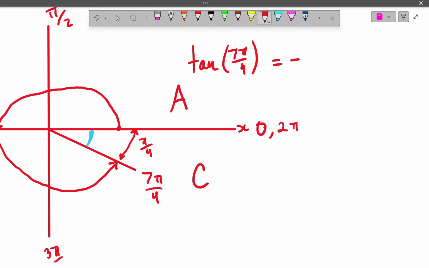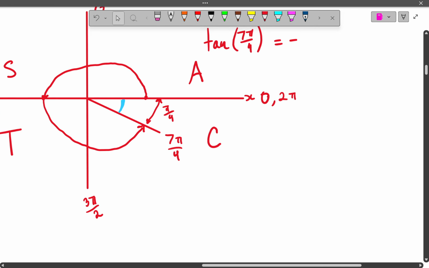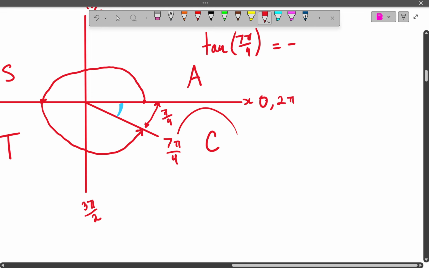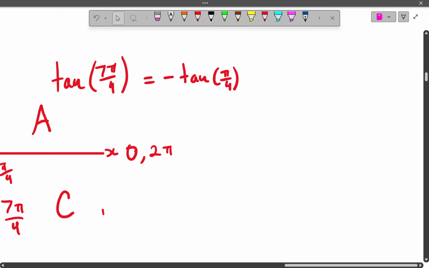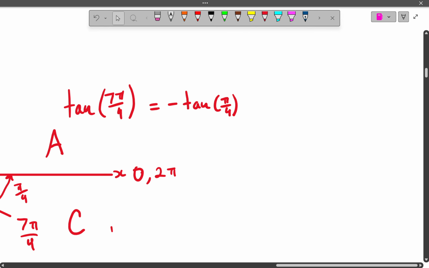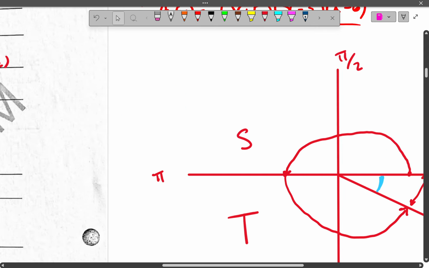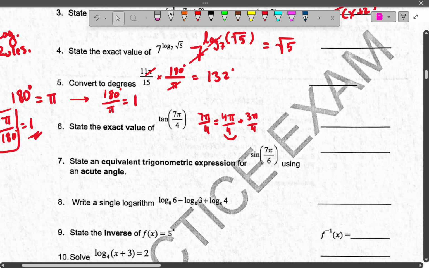So this is equal to negative, because tangent is negative here, tangent of pi over 4. And we're almost done now, because this pi over 4 is a special triangle. And always, always, always, when you're asked these questions about exact values, this is basically telling you that you need to know your special triangles.